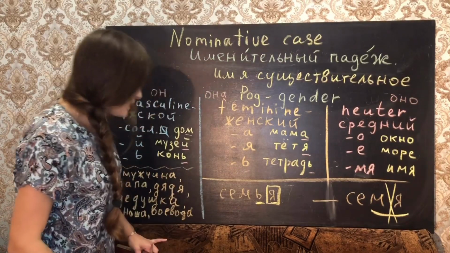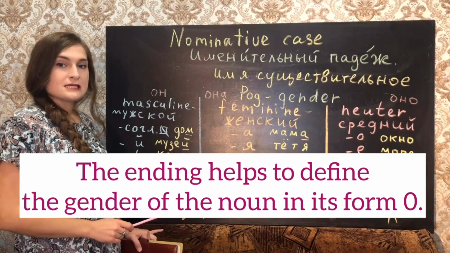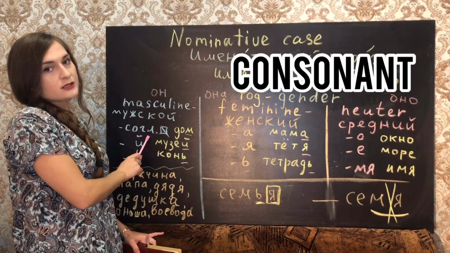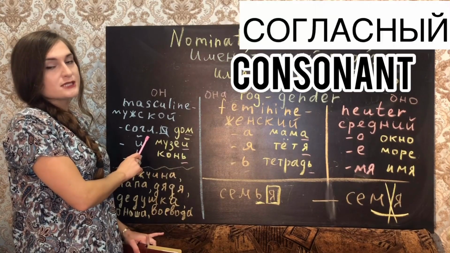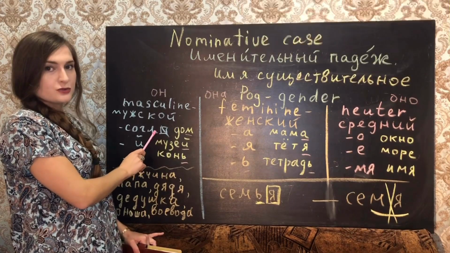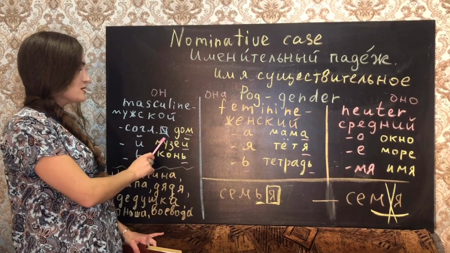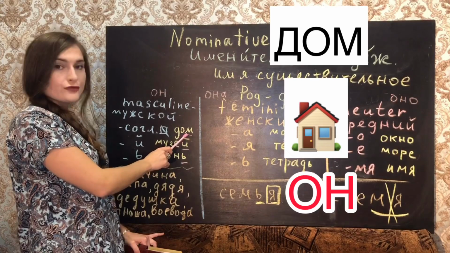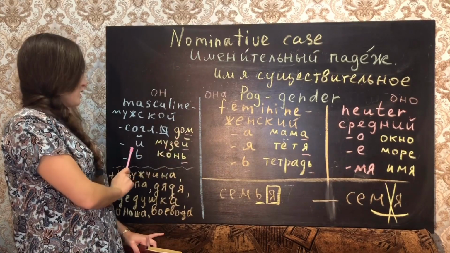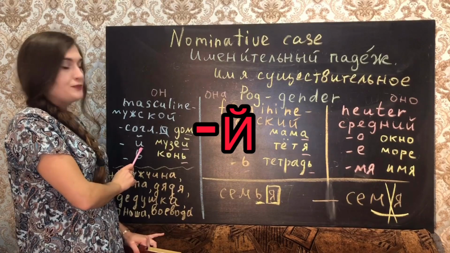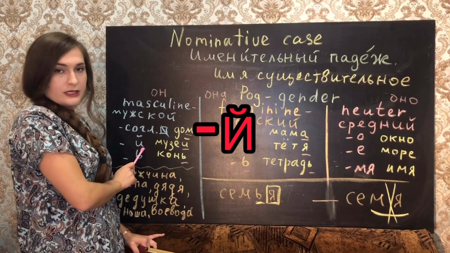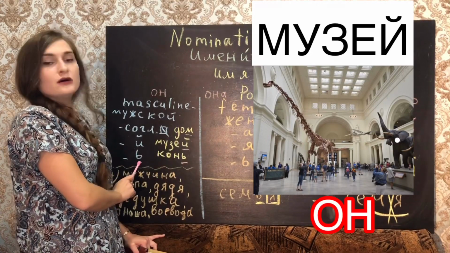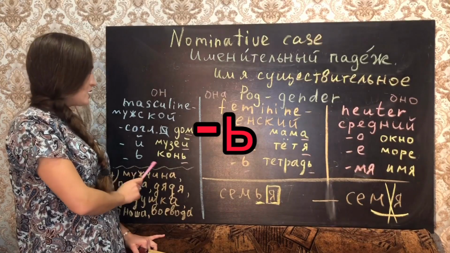But we define the gender by its ending. So if the word is ended with the consonant, and we call it in Russian language согласный. Here is the short way. Согл, согласный. For example, дом. It means that it's masculine. Дом, он, дом, мужской род. If it's ended with the й or и краткое, музей, it's masculine. Он, музей. The soft sign, мягкий знак. Конь, он.